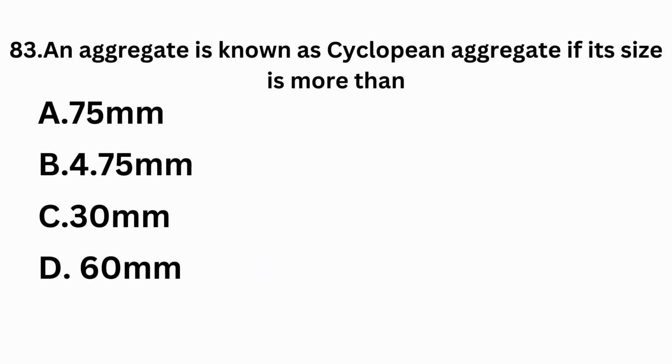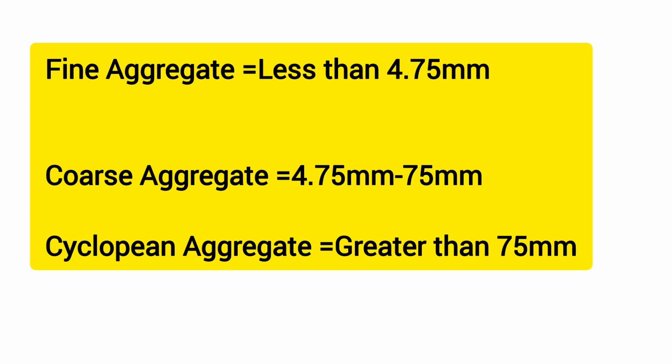83. An aggregate is known as cyclopean aggregate if its size is more than A. 75 mm, B. 4.75 mm, C. 30 mm, D. 60 mm. The size of fine aggregate is less than 4.75 mm, coarse aggregate 4.75 to 75 mm, and cyclopean aggregate is greater than 75 mm.